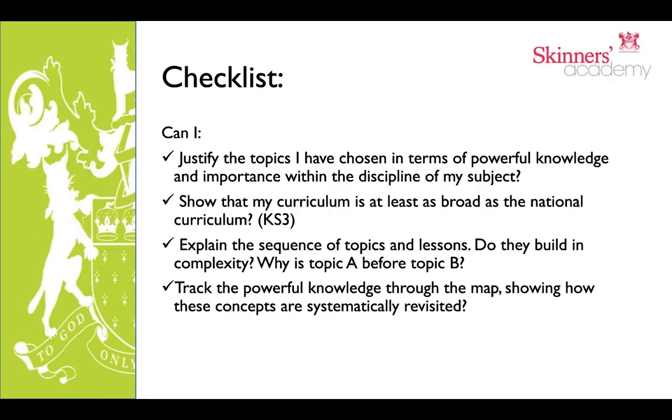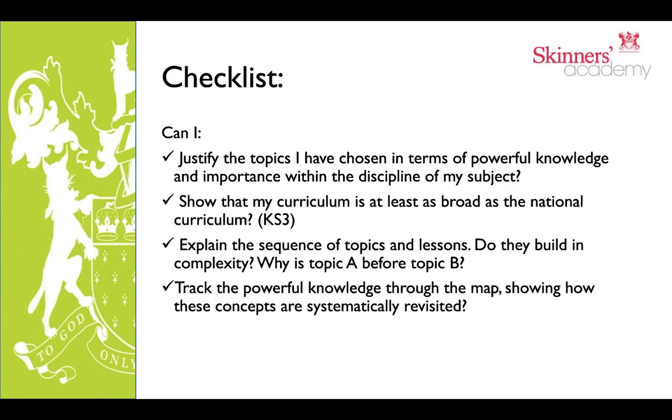I'm just going to finish here with a checklist of what you need to think of when you've done your curriculum map, or even while you're doing your curriculum map. Can I justify the topics I've chosen in terms of powerful knowledge? That's fairly straightforward. Can I show that my curriculum is at least as broad as the national curriculum? So this is really important if you are at Key Stage 3. If you're at Key Stage 3, then you have to show it's at least as broad as the national curriculum.